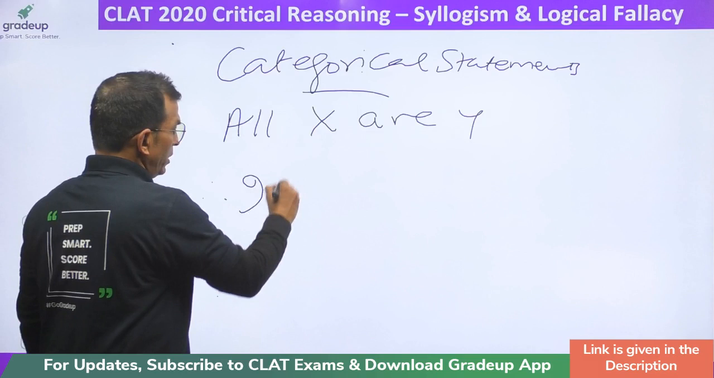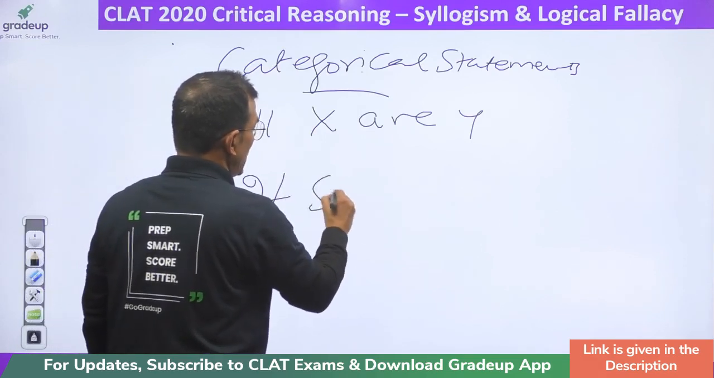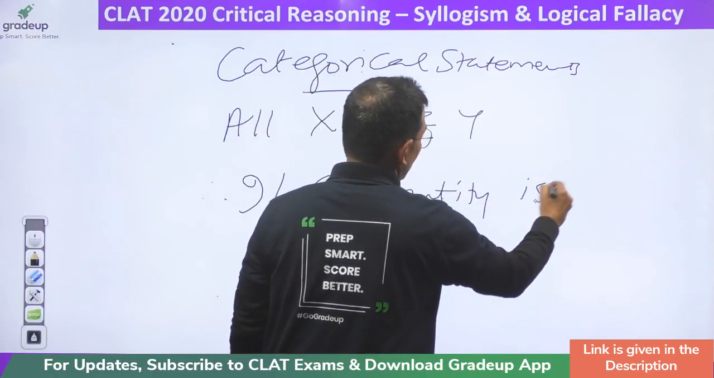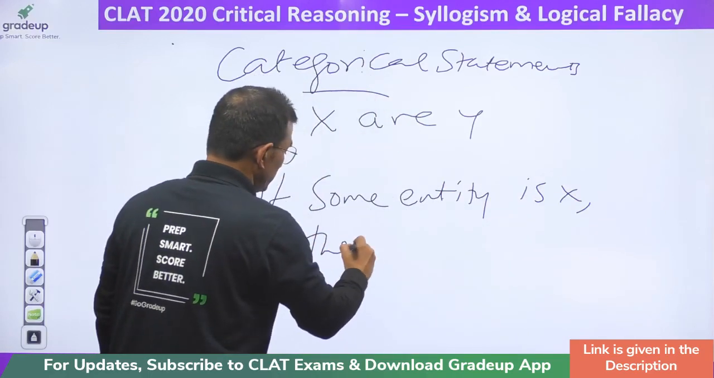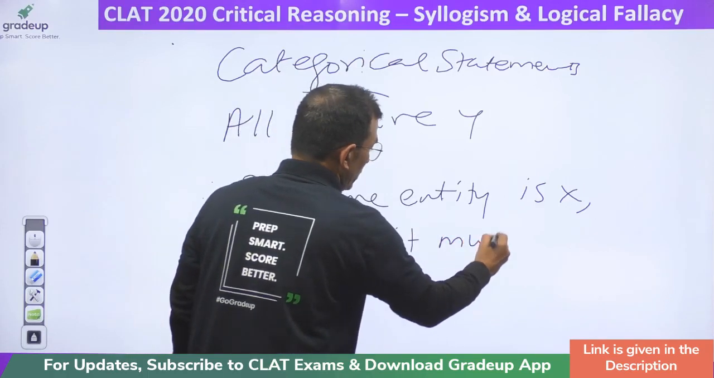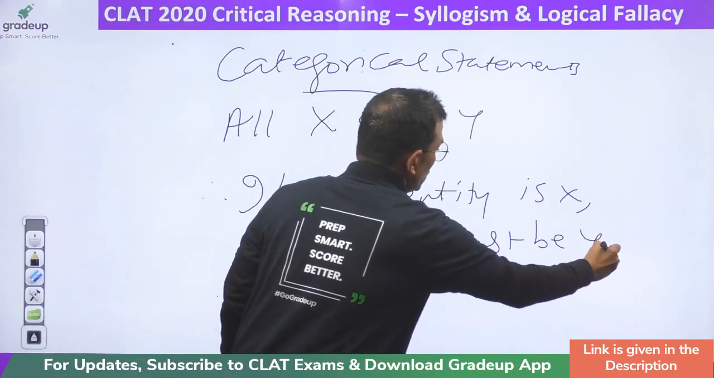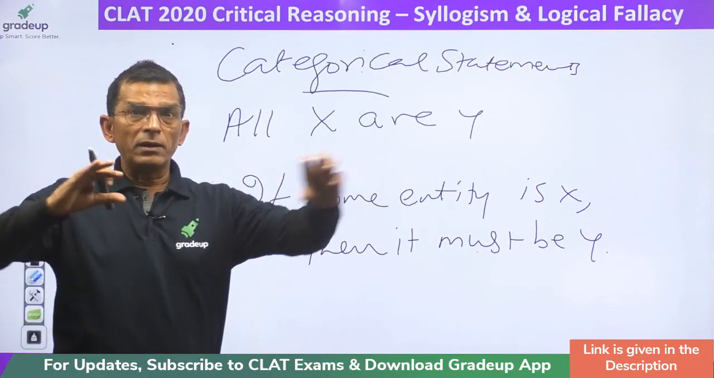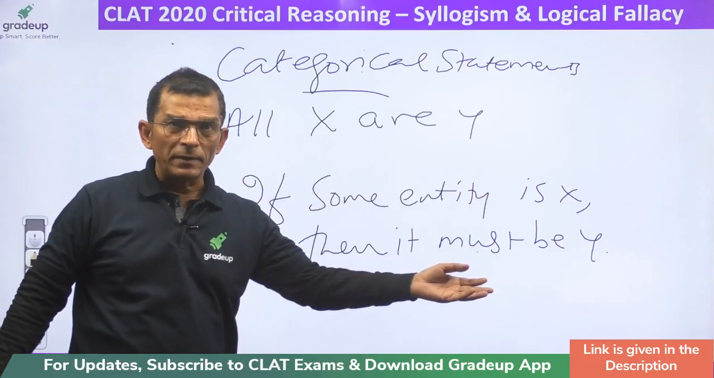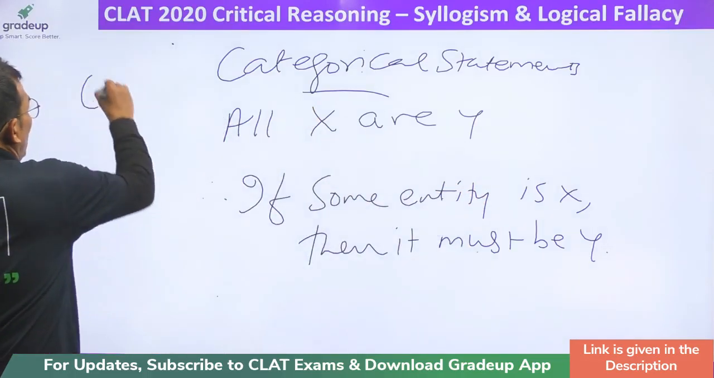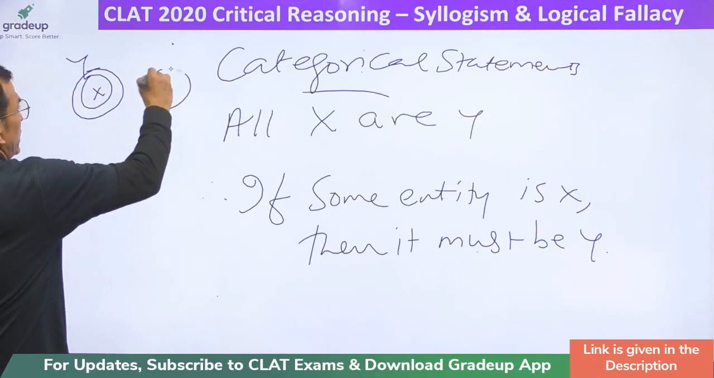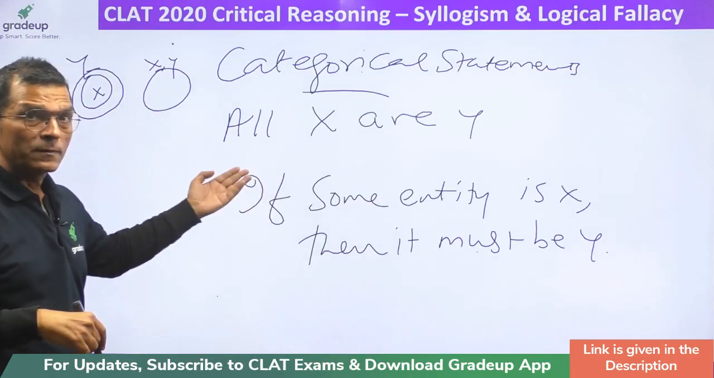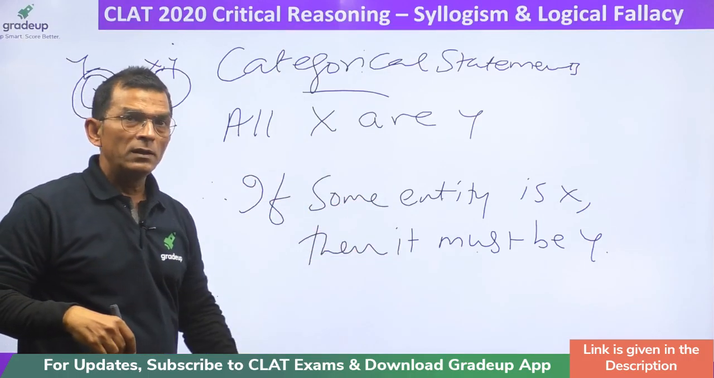Therefore, if some entity is X, then it must be Y. True or false? See, that's how the statements keep becoming longer. They start extending. See the same statements, okay? All X are Y, all X are Y. So if some entity is X, then it must also be Y. Is this statement true?